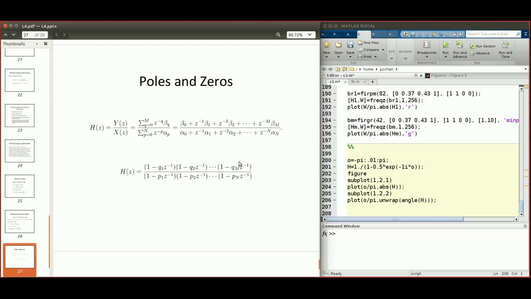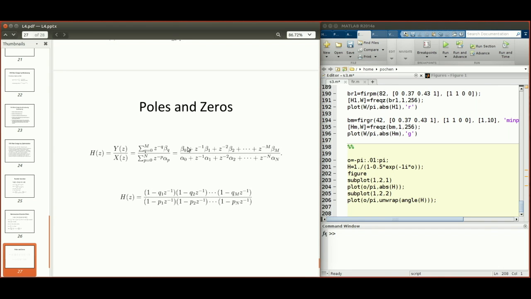If you have studied algebra before, you know that these kinds of polynomials can always be organized into a factorized form. For example, the numerator can be factored into this kind of form. The same is true for the denominator. So this kind of polynomial actually has roots. If you can organize the numerator into this factorized form, then you can tell what the roots are. For example, one of the roots of z to the minus 1 might be 1 over q1, and then you have 1 over q2, and so on up to 1 over qm. They are roots.